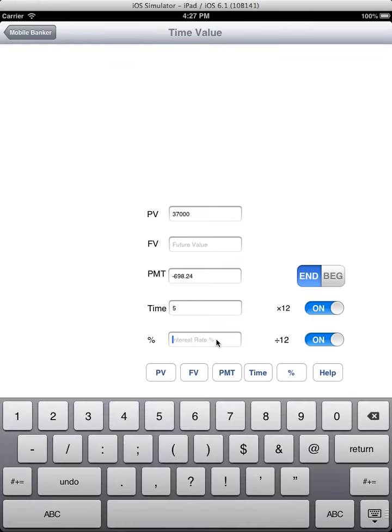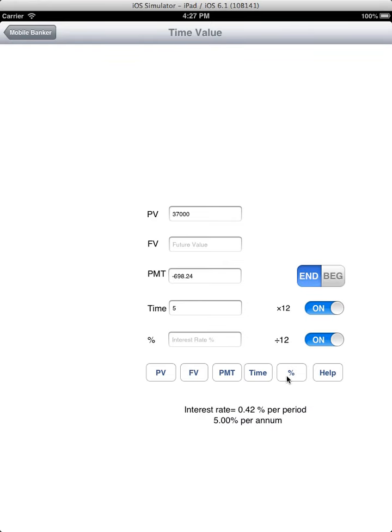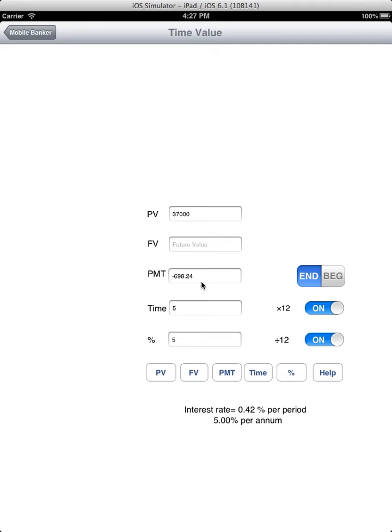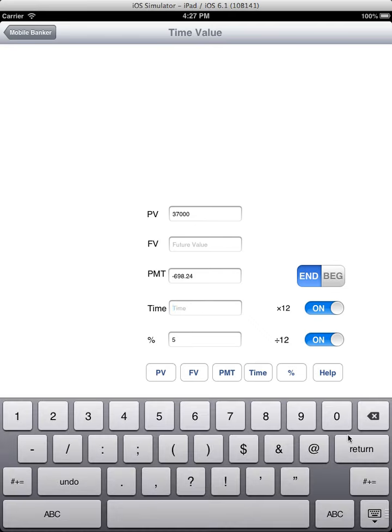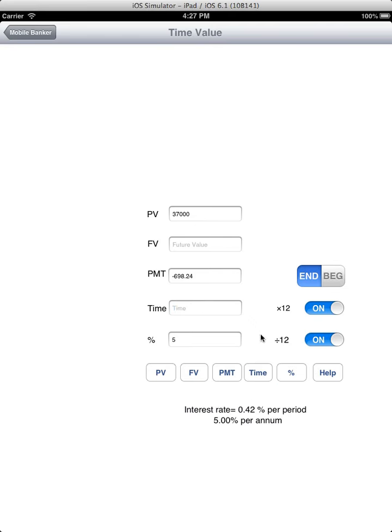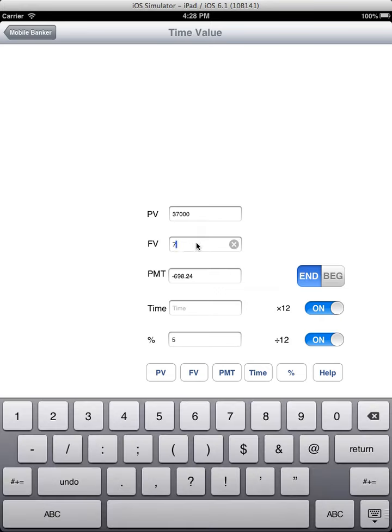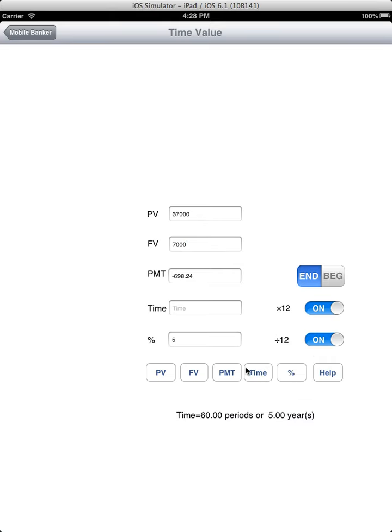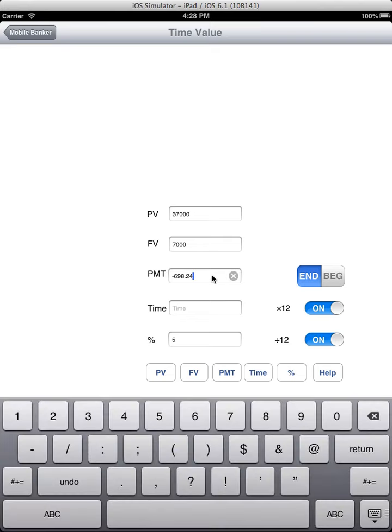In this case, we want to calculate the interest rate. So here is the interest rate. Now say we have the interest rate, we want to calculate the time. So this is the time. Okay, now let us consider the future value is 7,000. What is the time? Okay, we got that. The payment can occur at the beginning or at the end.